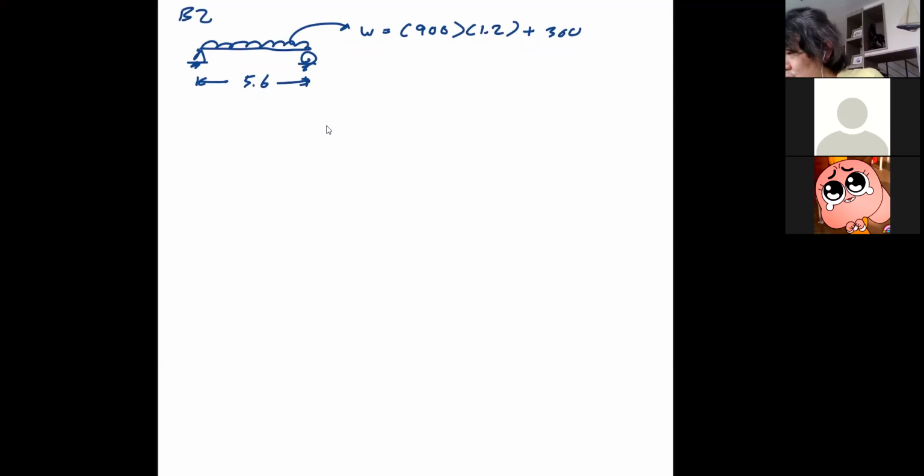So this is the total load. Can anyone do that for me? Like 180, 1130? It's equal to 1380, because they are per meter. All right. So again, this is your bread and butter. You should know it.